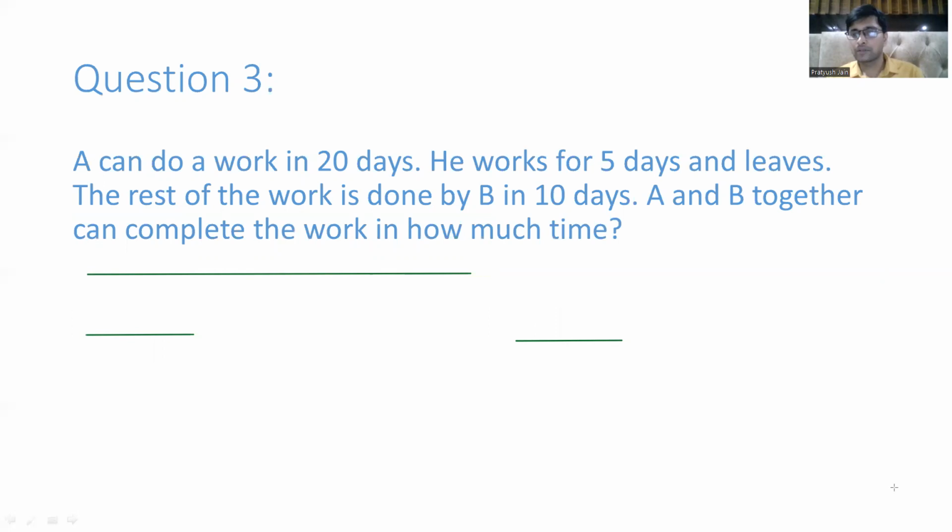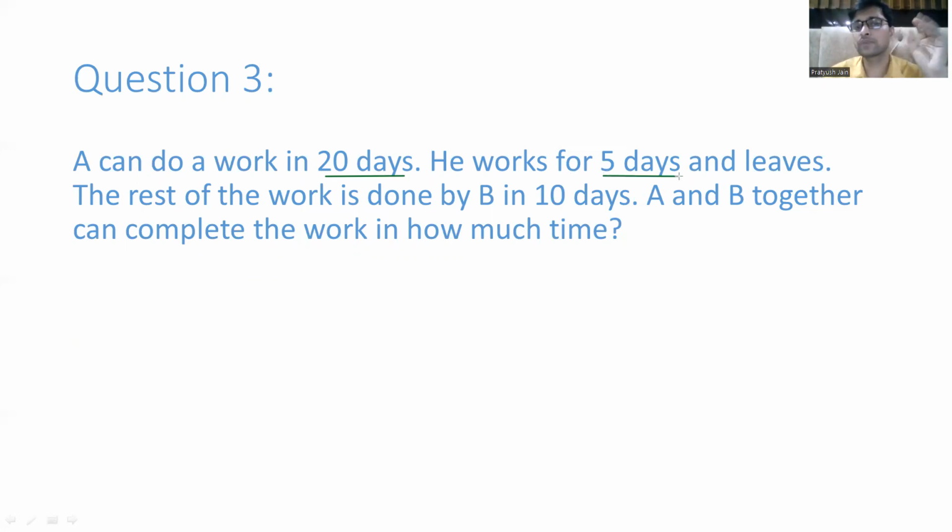Let's take another example using this method. In the question, we are given that A can do a work in 20 days. There is a person A who can complete a work in 20 days. He works for only 5 days and leaves. He could have completed the entire work in 20 days, but he only works for 5 days and then leaves. The rest of the work is done by B in 10 days. Whatever work was remaining, it was done by B alone in 10 days.